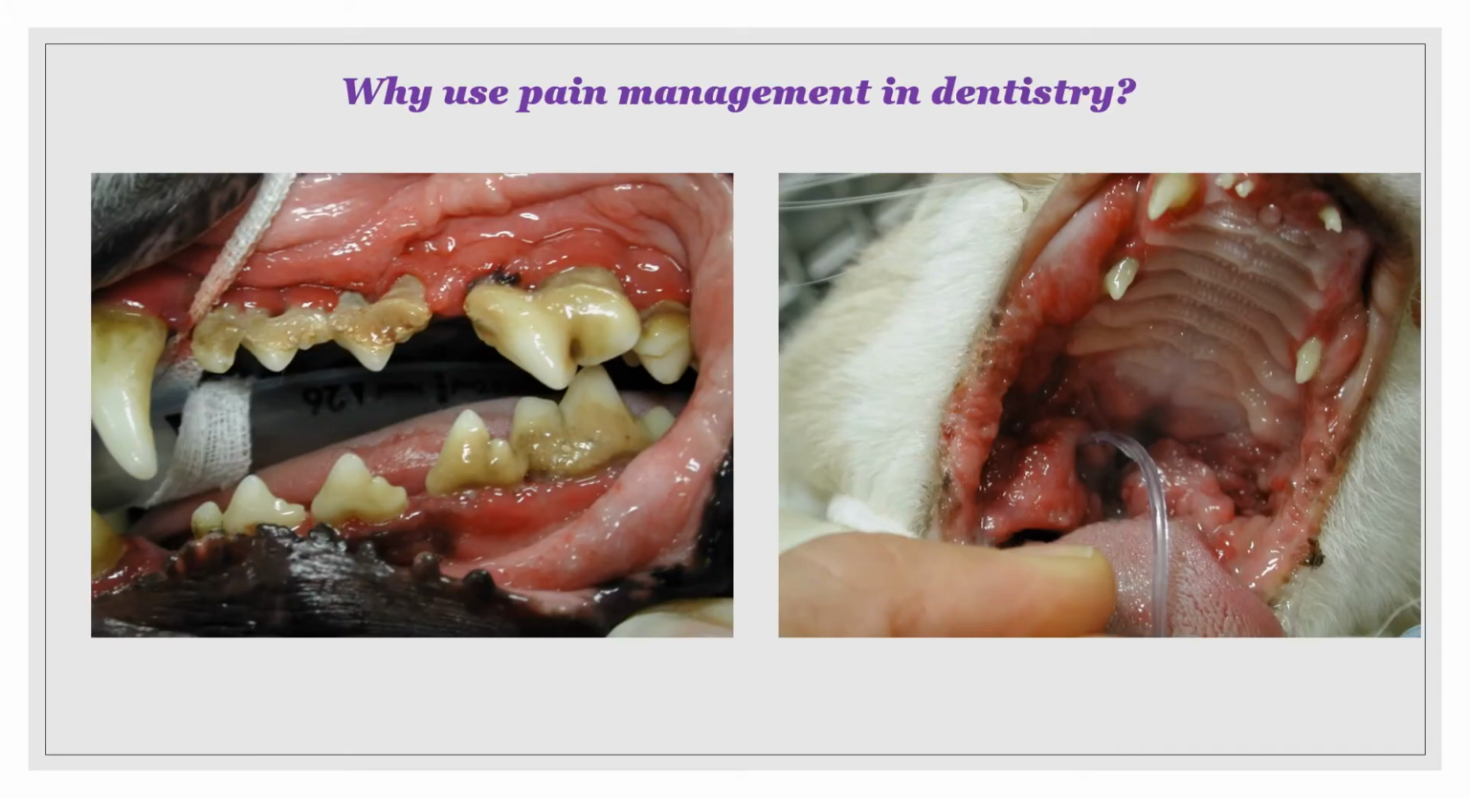Why do we use pain management in dentistry? Well, we have diseases of the oral cavity that can cause pain. Severe periodontitis, whether it be acute or chronic, can cause pain. Gingivostomatitis in cats is definitely a disease process that causes a lot of pain in cats. Local anaesthetic agents block pain responses at the local level through the nerve blocks, and therefore they're a helpful tool for us to use in pain management for oral procedures.